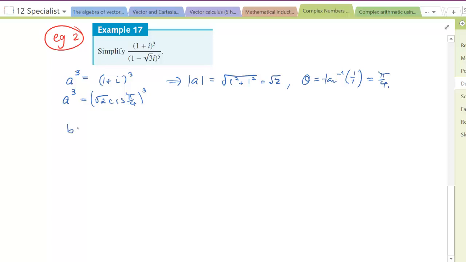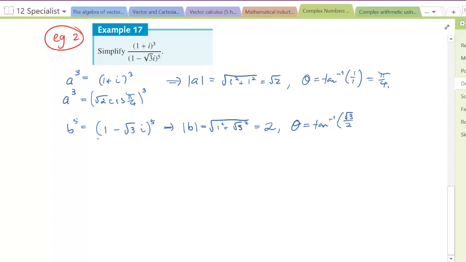Now if we look at b to the power of 5, which is (1 - root 3 i) to the power of 5, then the modulus of b will be the square root of 1 squared plus root 3 squared. And so that's going to be the square root of 4, which is 2. And the argument is arctan of root 3 on 1.